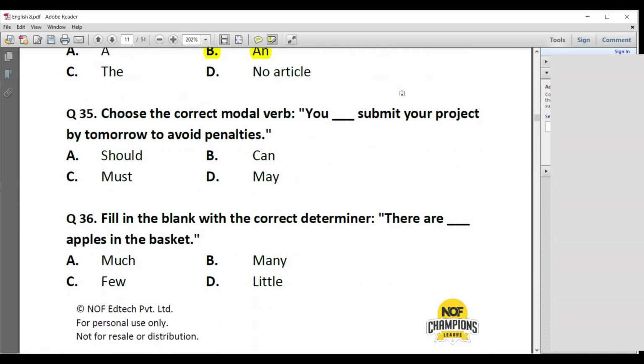Question 35. Choose the correct modal verb. You dash submit your project by tomorrow to avoid penalties. A. Should, B. Can, C. Must, D. May. The correct option is option C. Must, since it shows obligation.